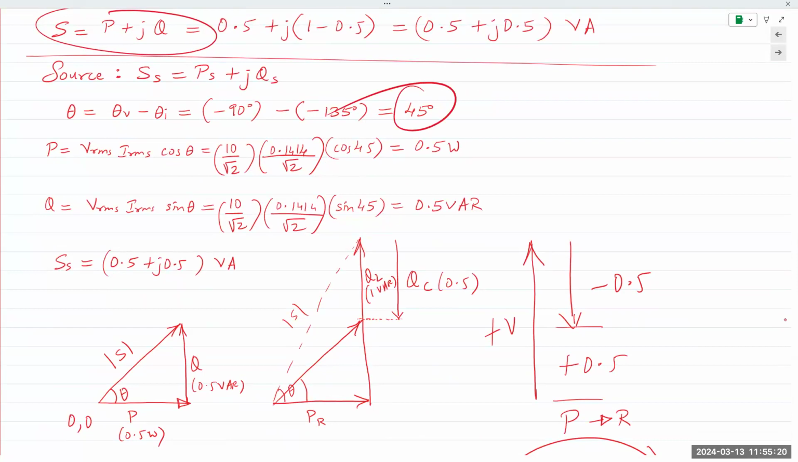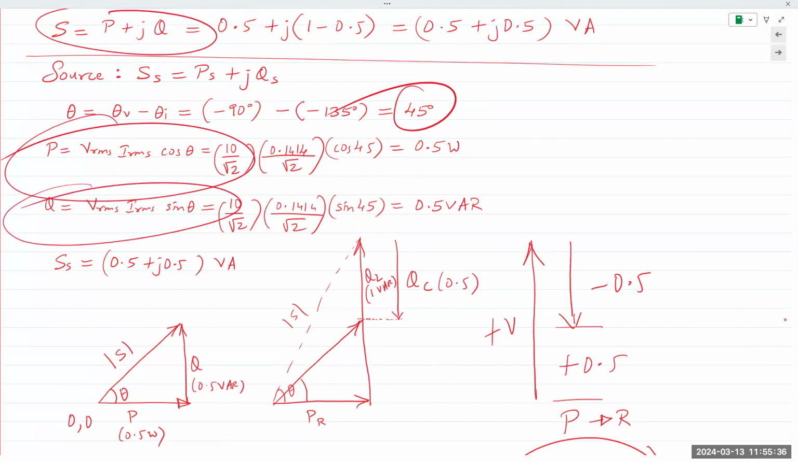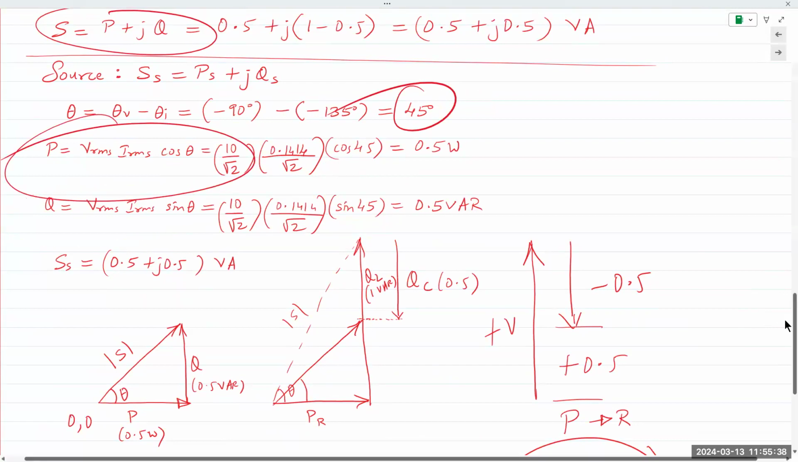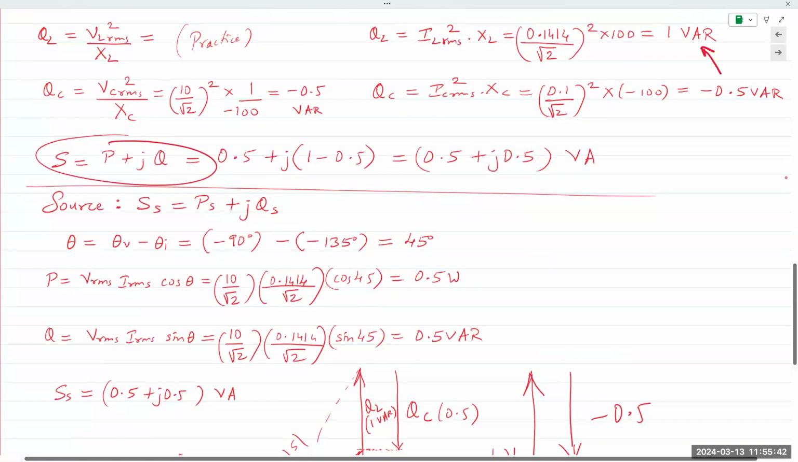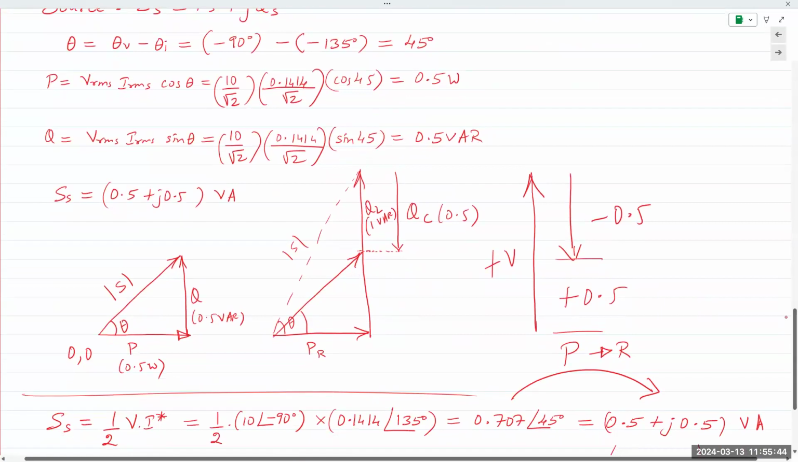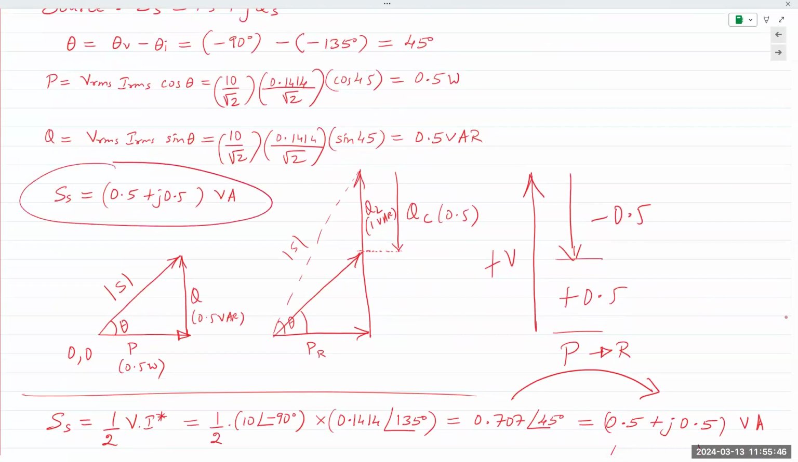Current lags, meaning overall power factor is going to be negative, right? Cosine of 45 times the magnitude of S, which is this equation. VRMS IRMS times cosine of theta gives me P. VRMS IRMS times sine theta gives me Q. Add up all three of those, and that gives you the total power S from the source.